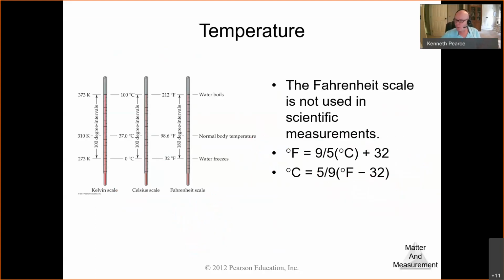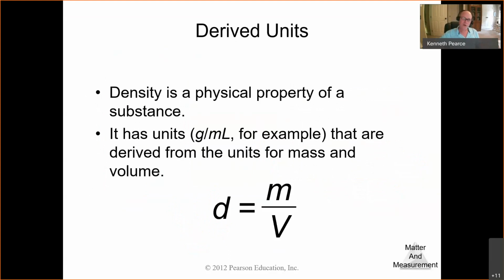You can do this on your own with the conversions. Generally speaking, we don't usually measure things in Fahrenheit, so the only conversion we ever really worry about is going from degrees Celsius to Kelvin. All right, derived units just means you have more than one property. That's density, it's mass over volume.